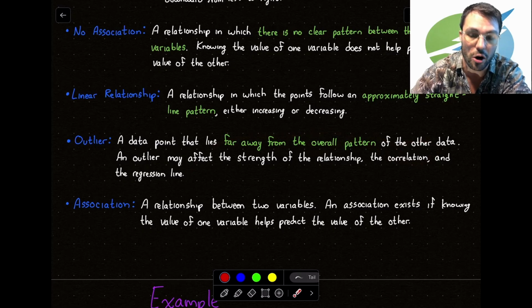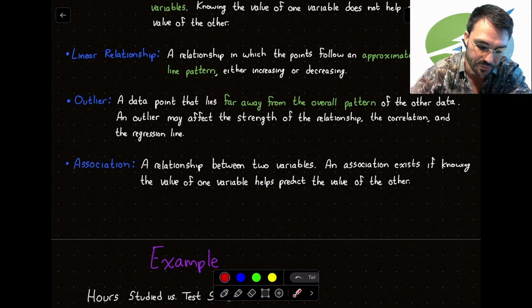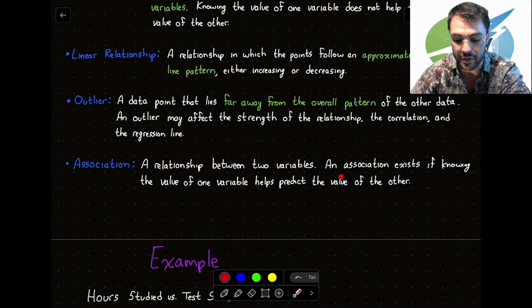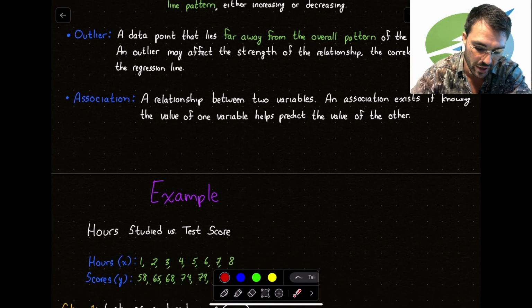Outliers skew our data. And lastly, an association. This is a relationship between two variables. An association exists if knowing the value of one variable helps to predict the value of the other. Okay. All right. Let's take a look at an example.